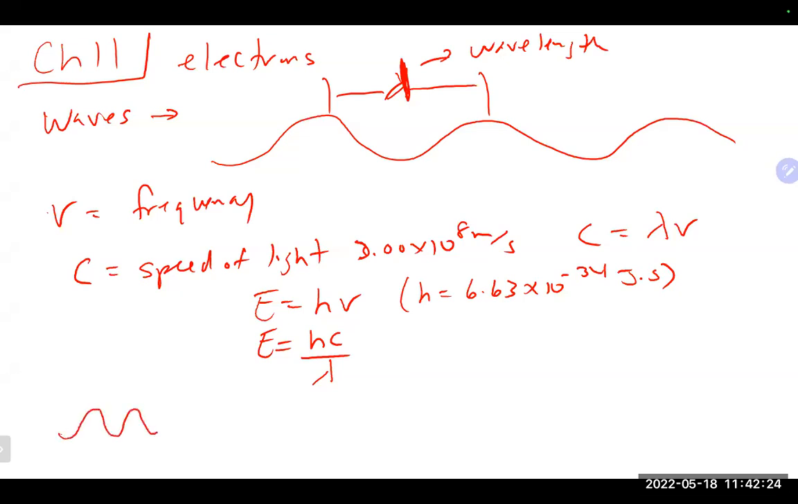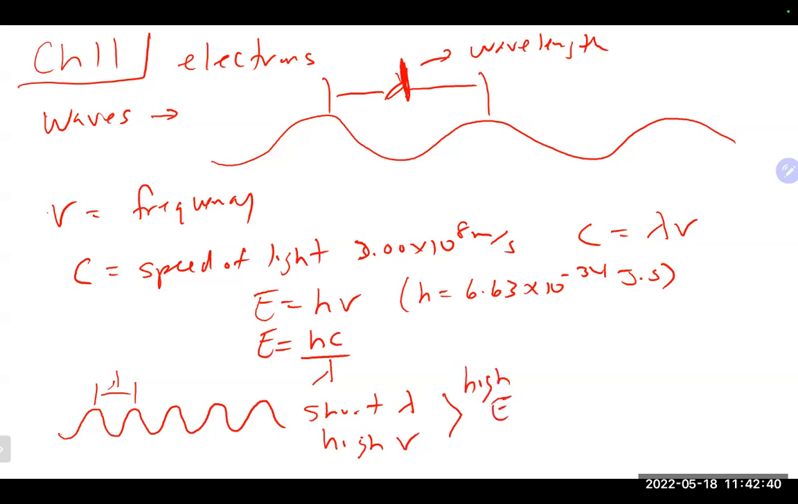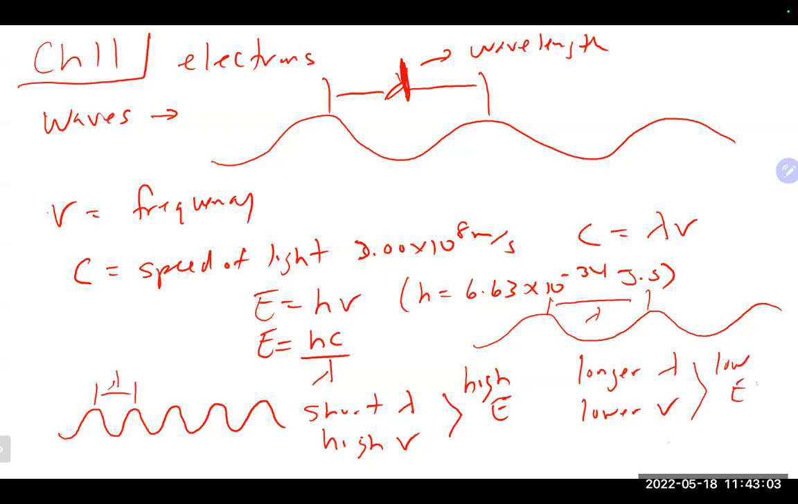But what we did talk about in terms of the relationship between waves and energy is if you have a wave that has a very short wavelength, it typically will have a high frequency, and that usually results in high energy. So things with very short wavelengths have high frequency and high energy, as opposed to something with a longer wavelength. If we have a longer wavelength, we have a lower frequency, and that usually results in a lower energy.